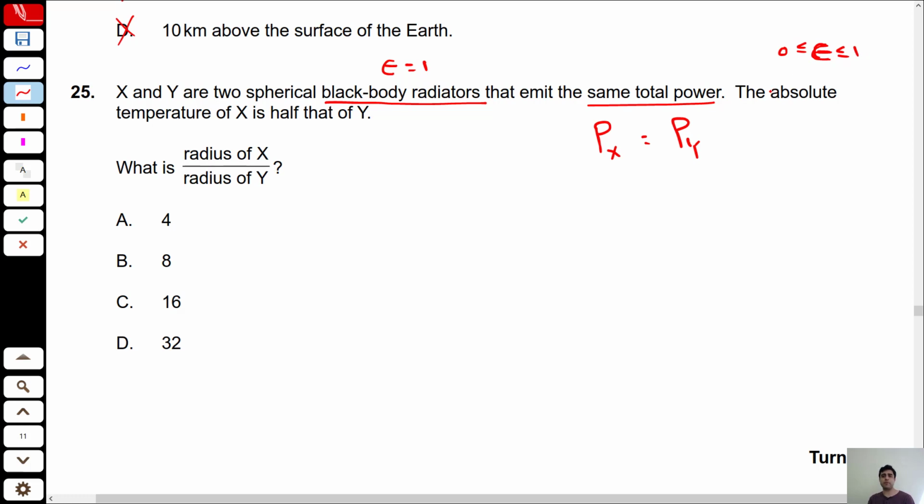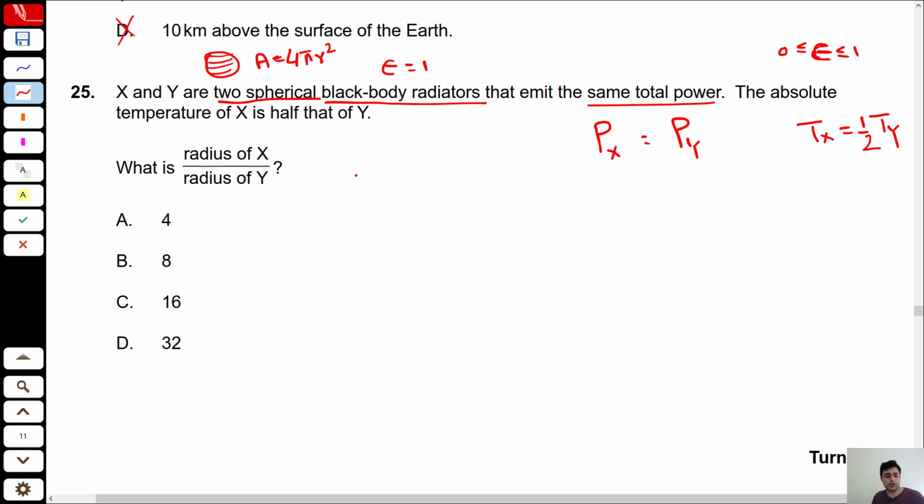Okay? Also the absolute temperature of X is half that of Y. Absolute temperature means temperature in Kelvin. What is the radius of X? And it's a spherical body, so it's a sphere. The outer surface area of the sphere is 4 pi r squared. So that's the formula for the curved surface area of the sphere.